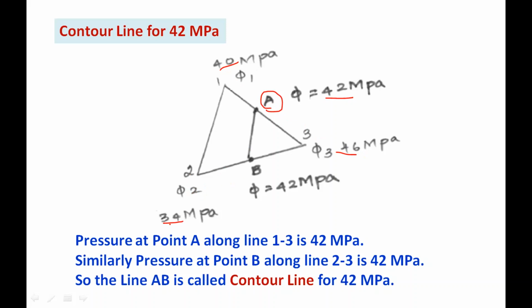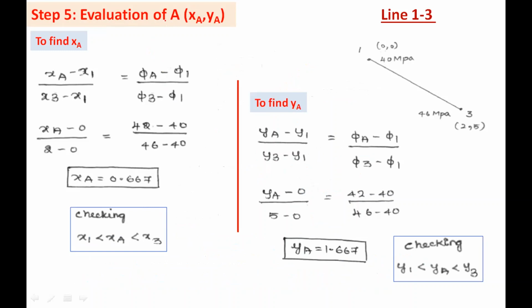Similarly, along line 2 3 the pressure is varying from 34 to 46, so here we can get a point B. Joining this AB will give you the contour line for 42 megapascal. Now we have to find the coordinates of A, XA, YA, and coordinates of B, XB, YB. Now, evaluation of the coordinates of A. First we are considering the line 1 3, on which we have the point A. So now we are going to find XA, YA.